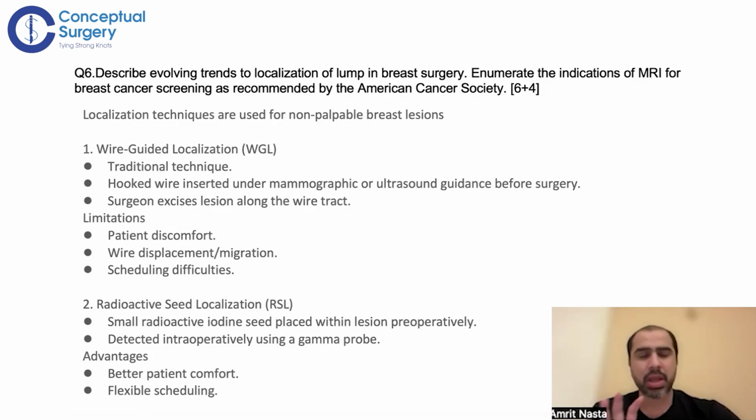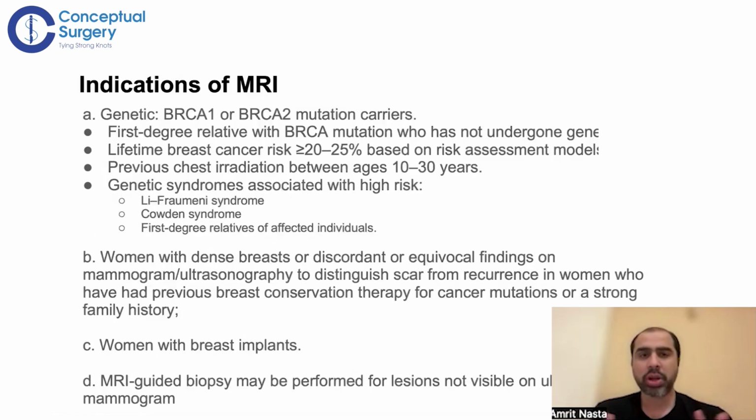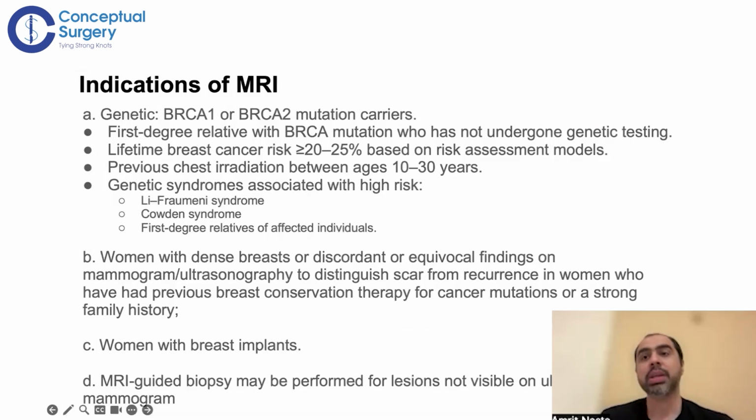Second part is easy. Indications for MRI for breast cancer screening. And when do you normally do MRI? Two, three indications. Now, again, I've tried to give a system to the answer. First is when you are suspecting genetic or familial breast cancer.